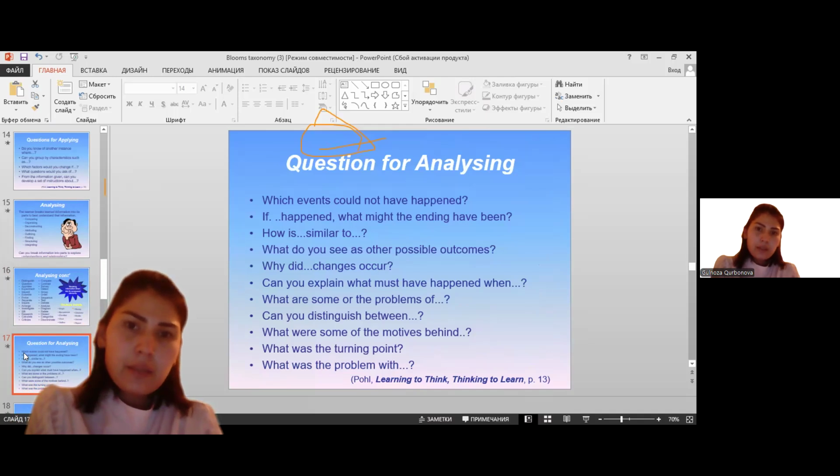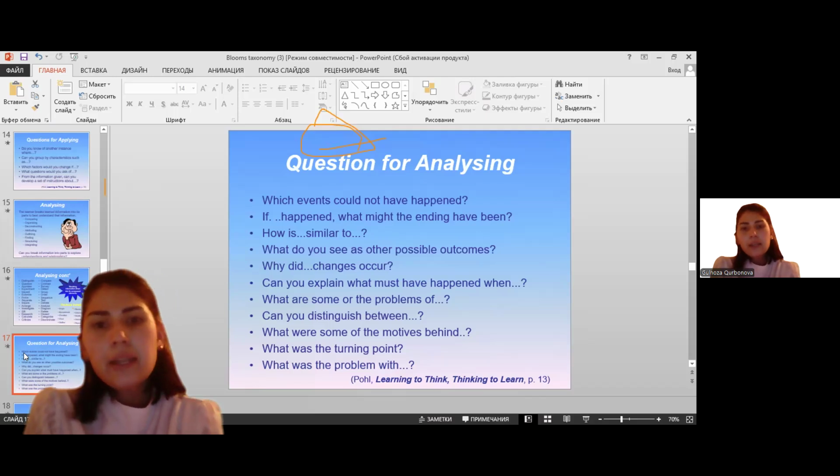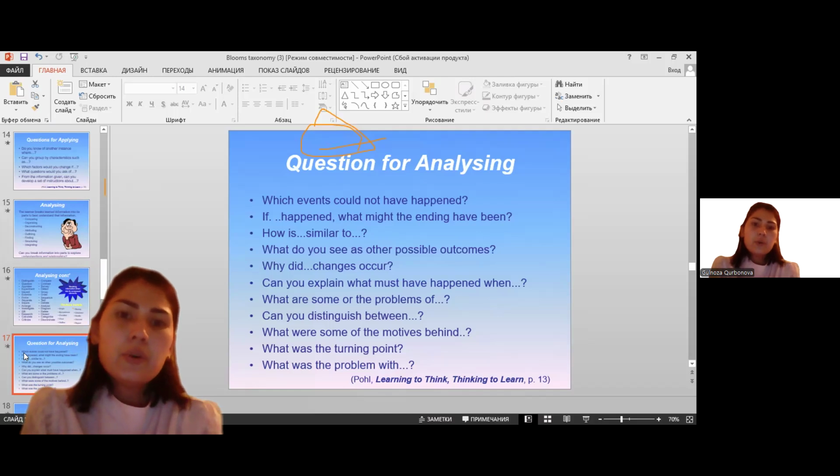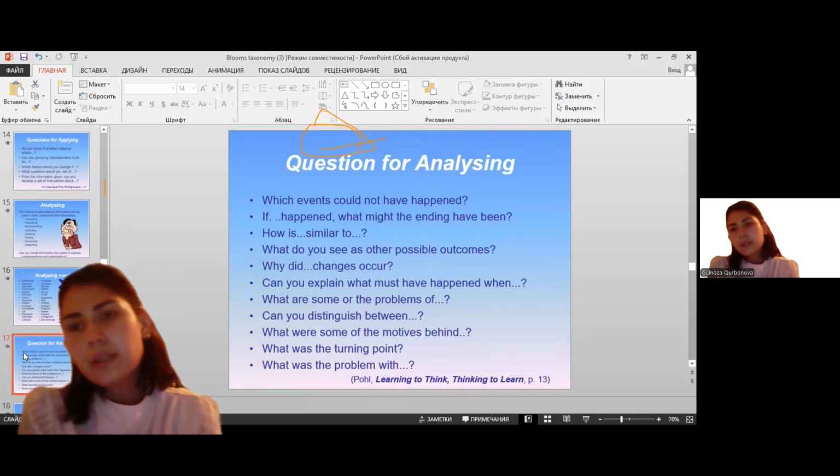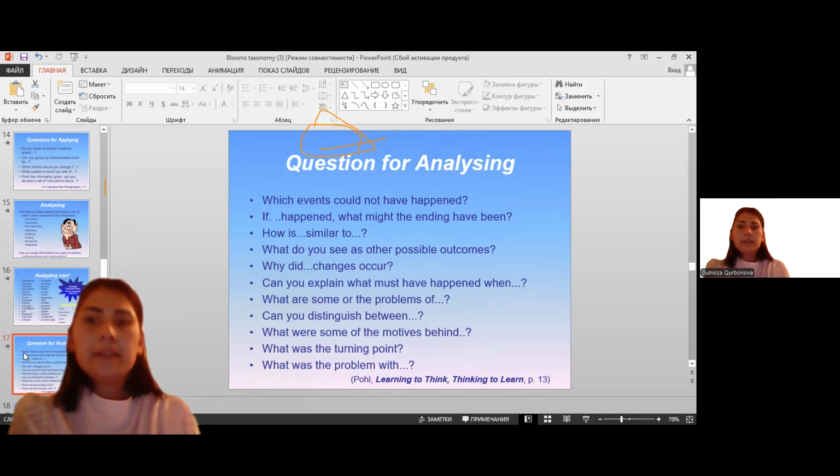Questions for analyzing. How is this similar to that? What do you use as other possible outcomes? Why did changes occur? Can you explain what must have happened, and what are some of the problems of this? Can you distinguish between these, and what were some of the motives behind them? What was the turning point? What was the problem with this? These are questions for analyzing.